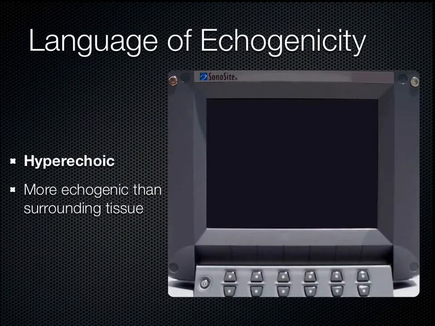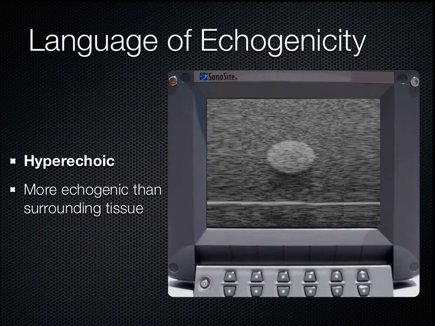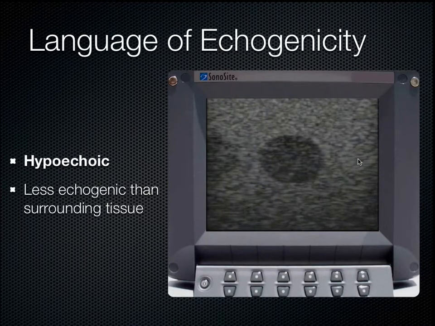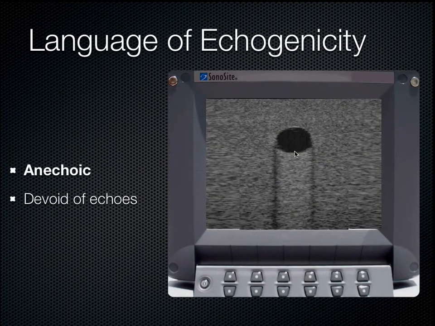And this is the more professional way to talk about that, the way we communicate with our colleagues. We don't say whiter or brighter or darker. Those are subjective terms that mean something different to lots of different people. So we say hyperechoic when something is more echogenic than the surrounding tissue. And we say hypoechoic when something's less echogenic than the surrounding tissue. And we say anechoic when something's jet black or completely devoid of echoes. So hyperechoic, hypoechoic, and anechoic. And something is isoechoic when it's the exact same echogenicity as the surrounding tissue. We'll get to that some more later.